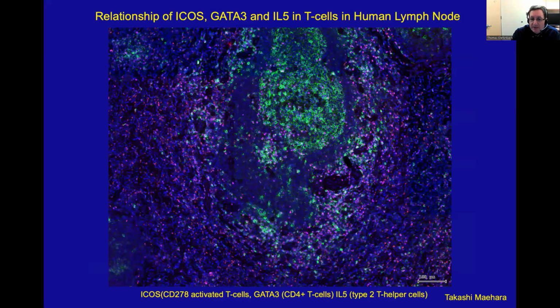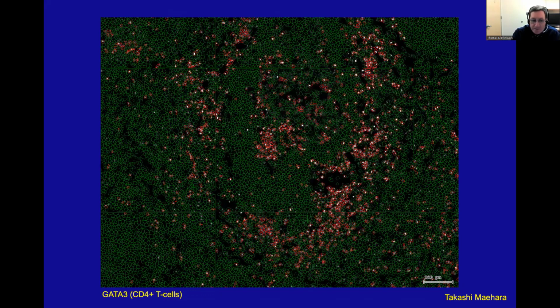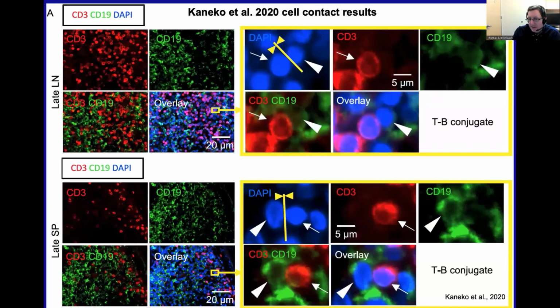This is back to lymph node. Just another example of the segmentation power. So here we have ICOS, so T cells being segmented in red, GATA3 population, IL-5, so the T helper cells, which aren't as common. And then, going back to that COVID-19 study, where we were looking at the germinal centers and the BCL6 positive cells, we're also looking at association of B and T cell conjugates.